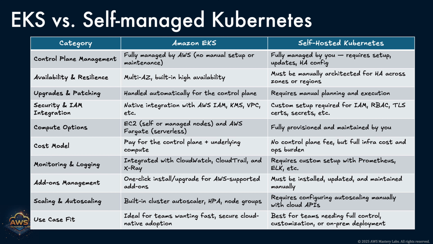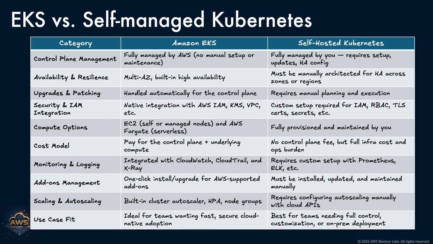For self-hosted Kubernetes, you must manually architect for high availability, configuring multi-master setups, external etcd clusters, and failover mechanisms, which increases complexity and operational burden. On the security front, EKS provides deep integration with AWS services. You can use IAM for authentication, KMS for encryption, and native VPC networking, making it easier to secure your workloads using AWS best practices. In a self-hosted setup, you need to configure TLS certificates, RBAC policies, secret storage, and authentication mechanisms yourself, which can be error-prone and time-consuming.